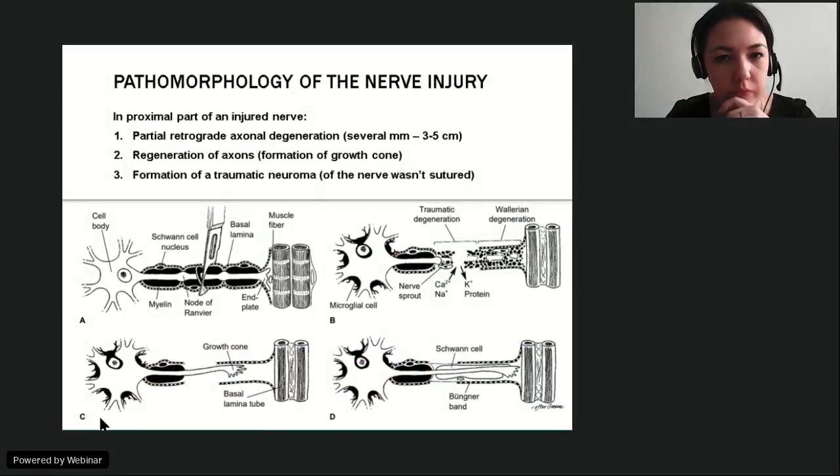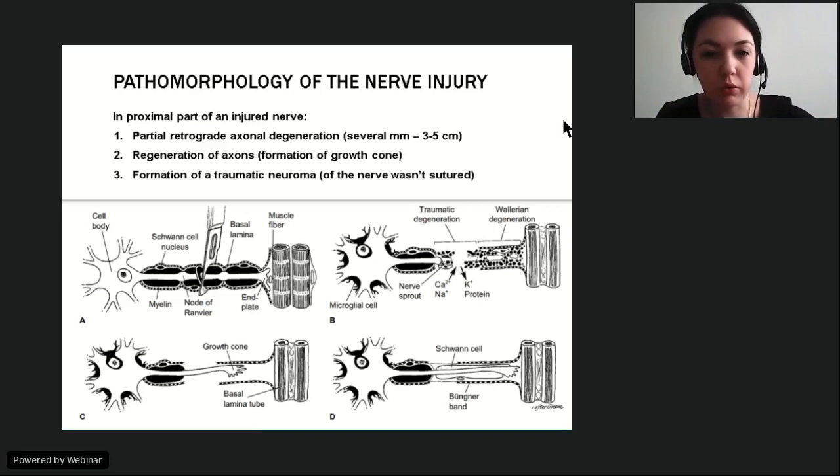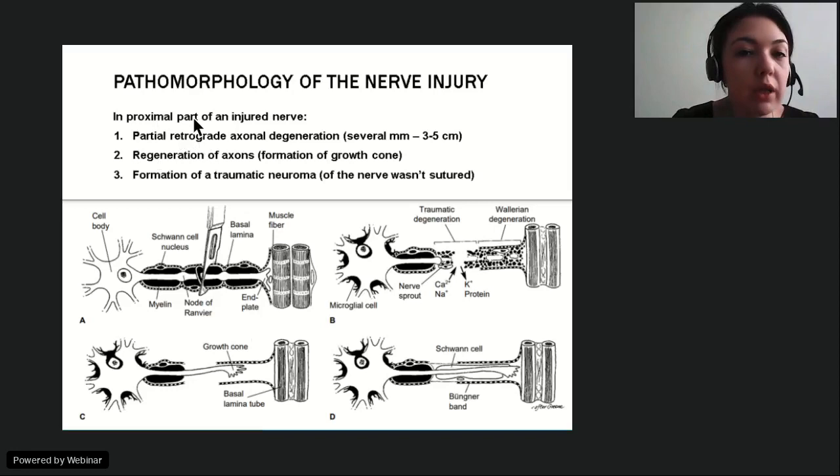So now, pathomorphology of the nerve injury. What happens with the nerve during nerve injury? I think you also studied it in pathanatomy classes. So first of all, at the very beginning, what happens in the proximal part of the injured nerve? There is partial retrograde axonal degeneration. It can be observed at a distance from several millimeters to 3 to 5 centimeters maximally.